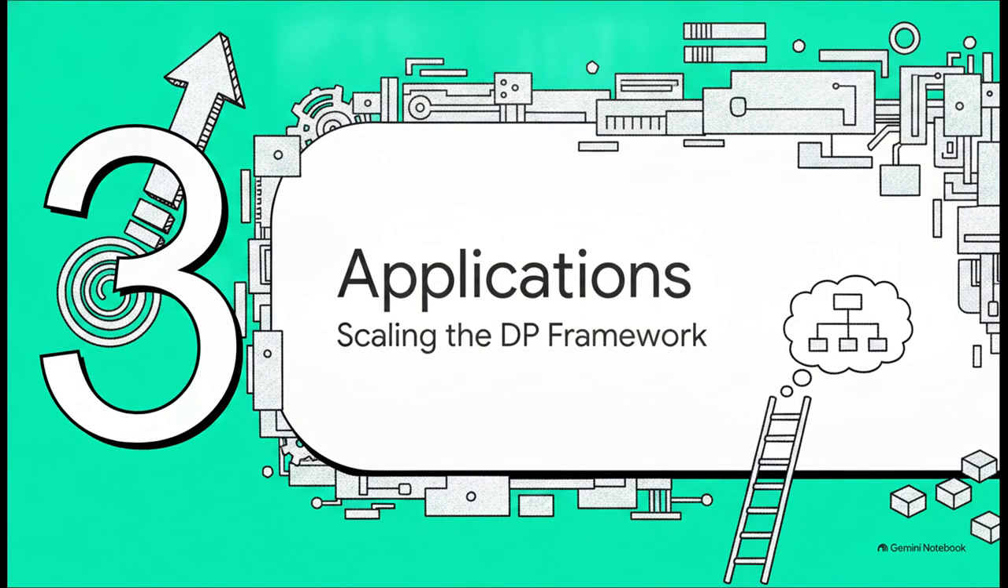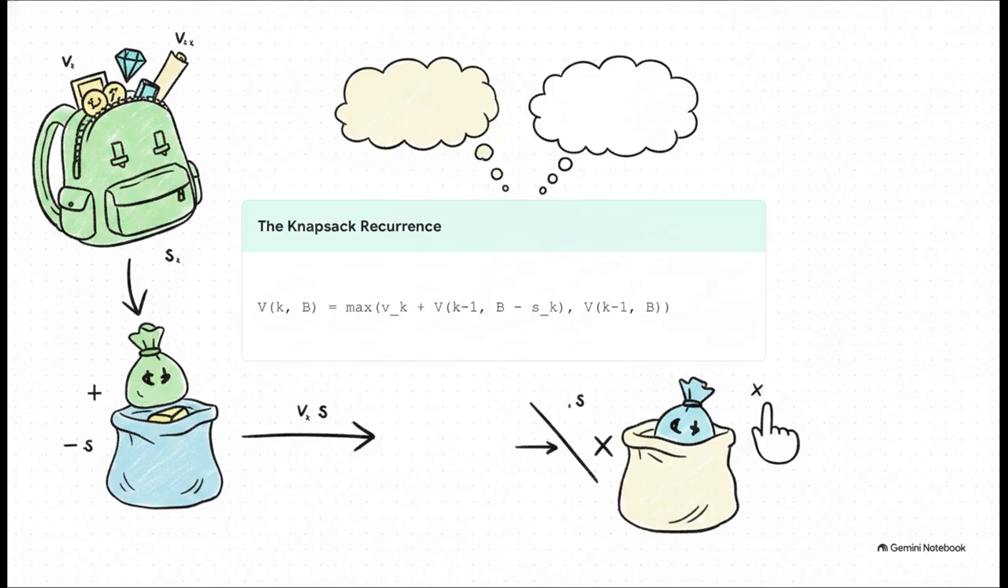Next up, Section 3. Practical applications. Let's see how this scales. This four-step framework scales up to way harder problems, like the famous knapsack problem. Imagine you're packing a bag with a weight limit. Your state here tracks two things. Which item are you looking at right now, and how much room is left in the bag?